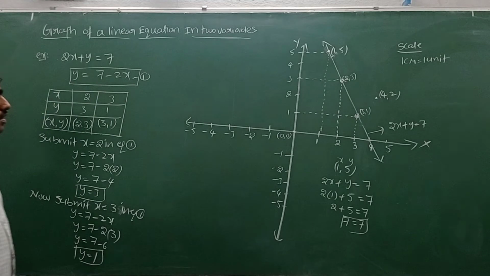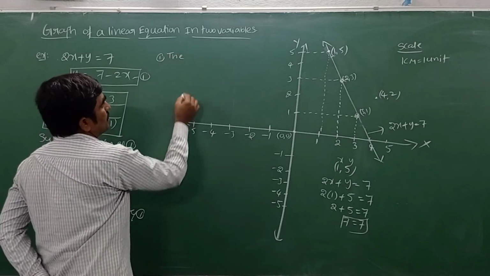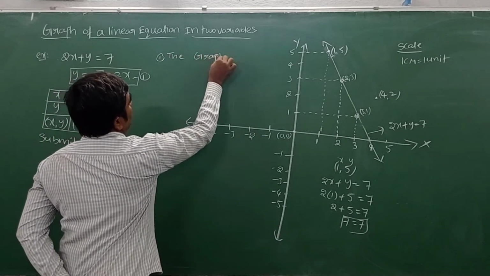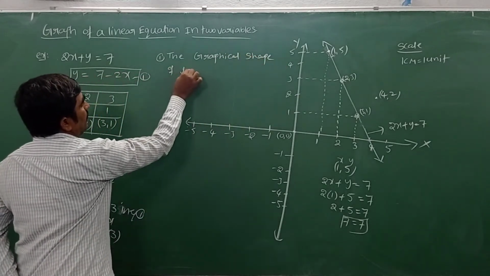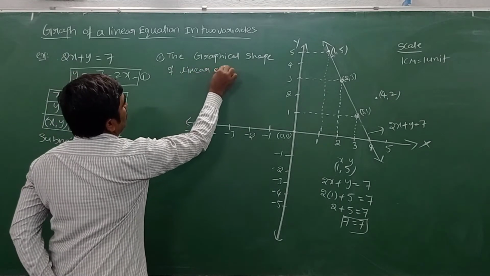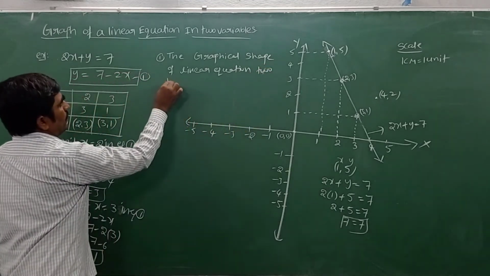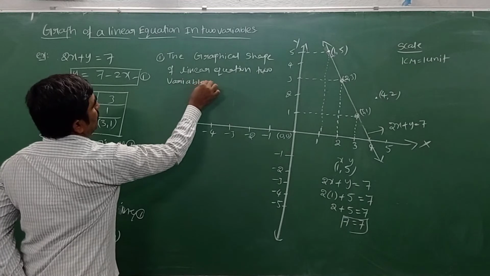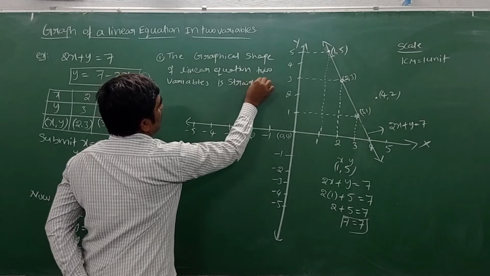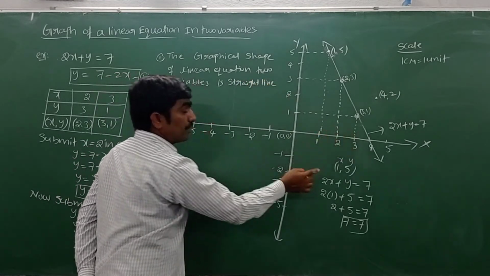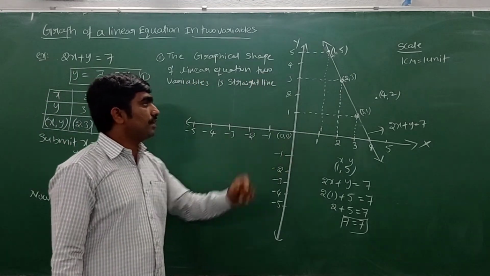So these are the points we need to observe. Let me write the key points here. What we observed is the graphical shape of a linear equation in 2 variables. What is the graphical shape? Straight line. Not only for this linear equation in 2 variables. You take any equation linear in 2 variables, its graphical shape must be a straight line.